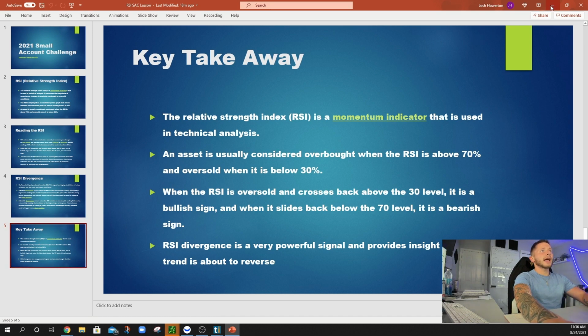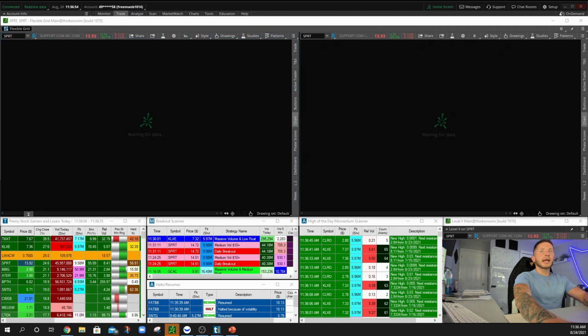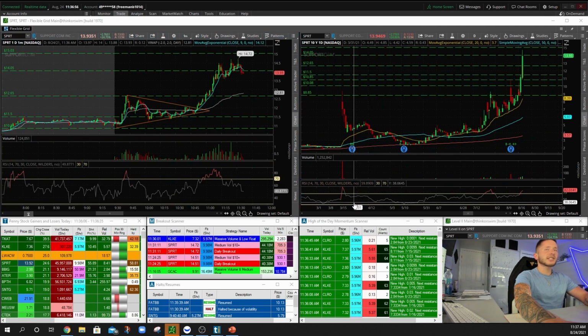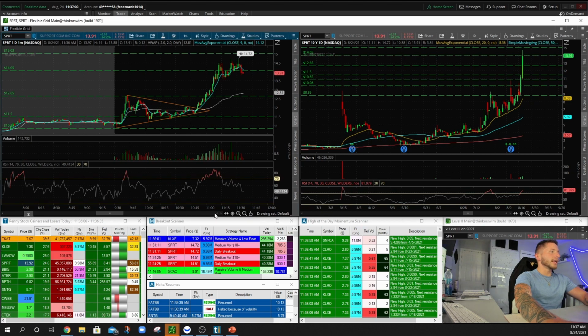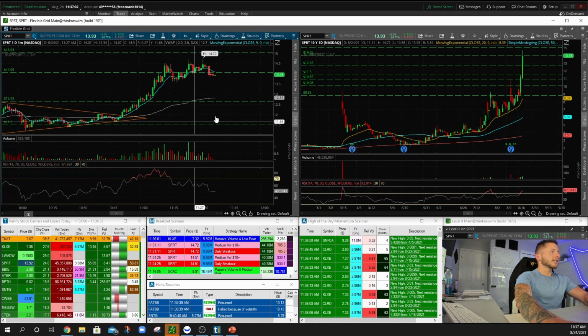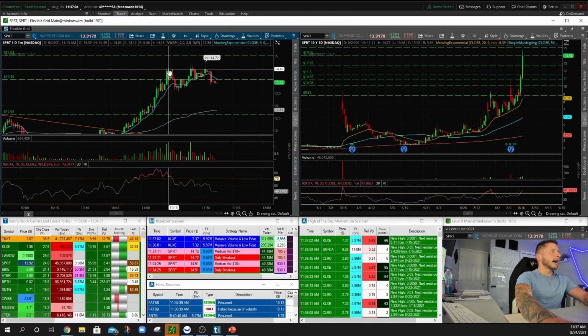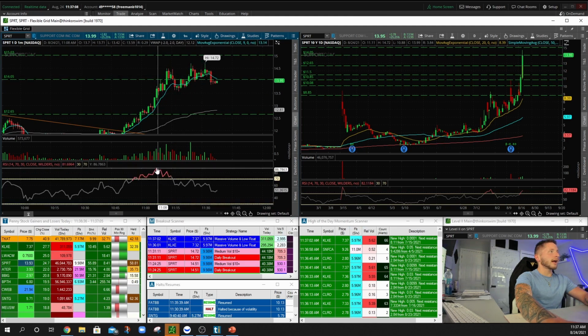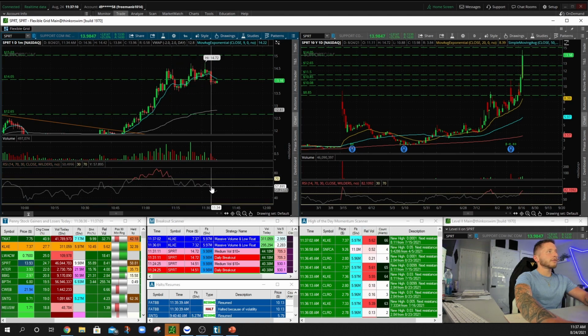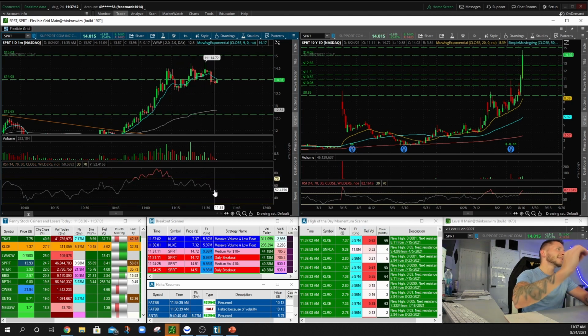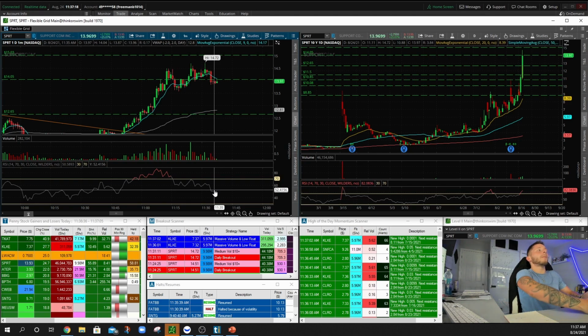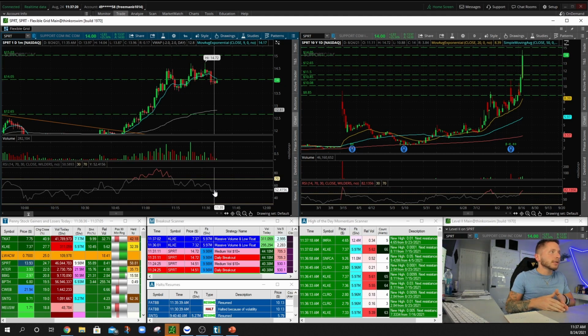Tom is saying SPRT was a perfect example of some bearish divergence. So what we can see here is we have the stock making higher highs, making higher highs, but the RSI is failing. That is a good signal that we have bearish momentum moving in, and we could see the stock pull back even more to the downside.